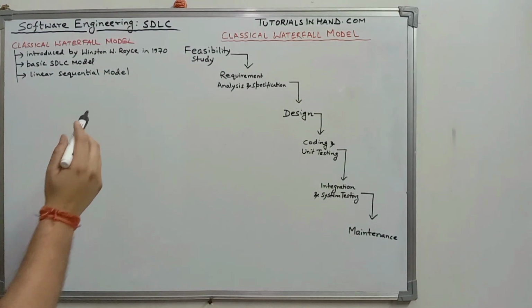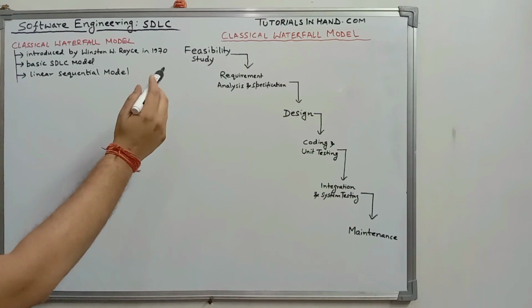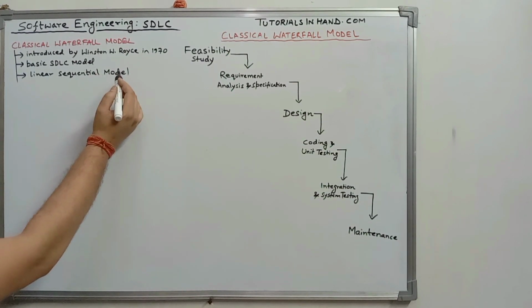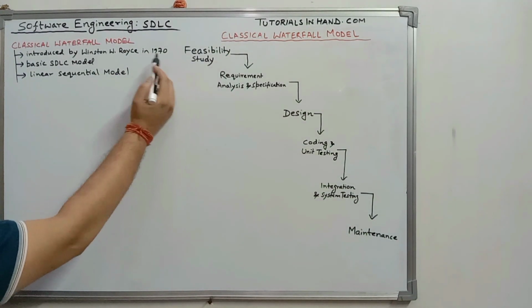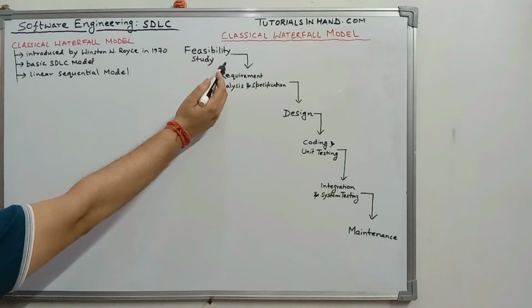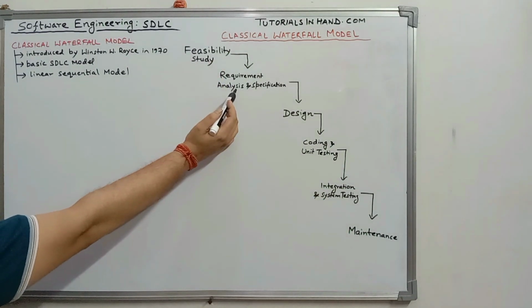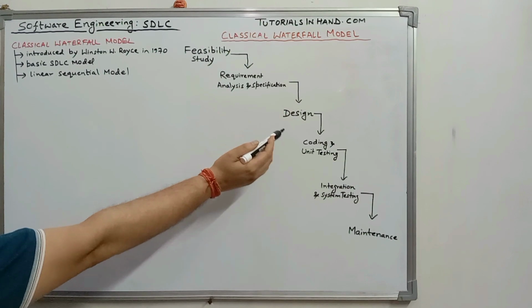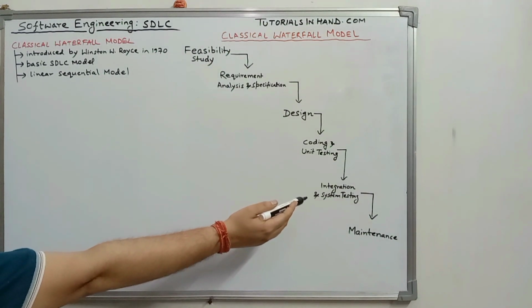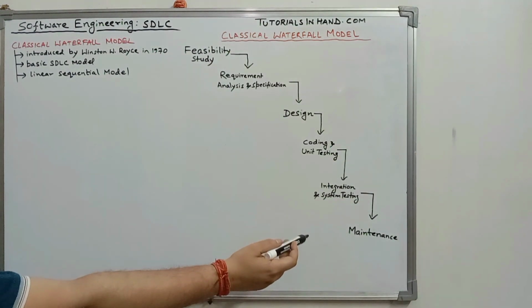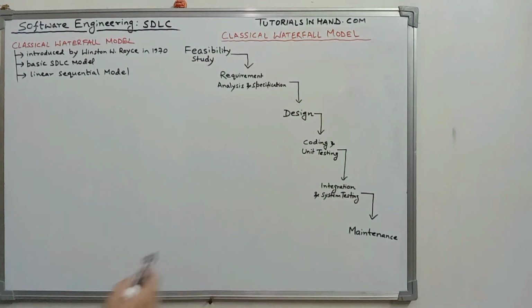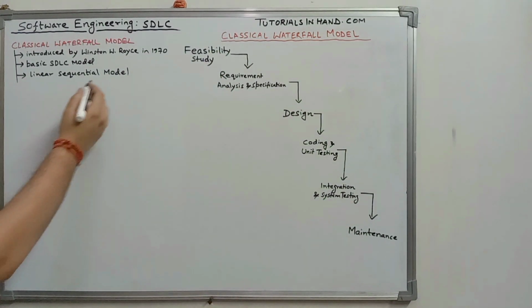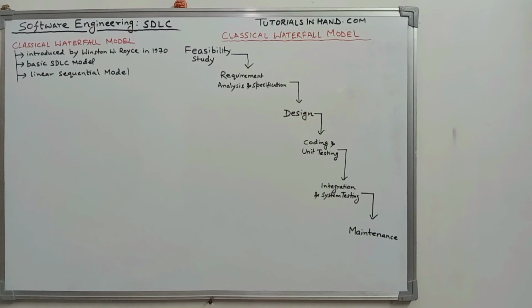So this is where it gets its name, classical waterfall model, and it is linear and sequential, meaning the stages go in a sequential manner from feasibility study to requirement analysis and specification, design, then coding and unit testing, then integration and system testing, and finally maintenance. So this is why it is linear and sequential.